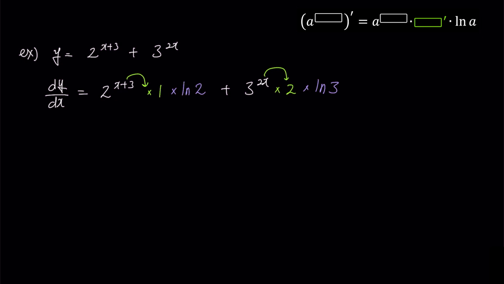This gives us the answer. To summarize the answer, dy over dx equals 2 to the power of x plus 3 times ln 2 plus 3 to the power of 2x times 2 ln 3. We solved it very simply, didn't we? In the next example, let's tackle a more complex problem using the quotient rule.